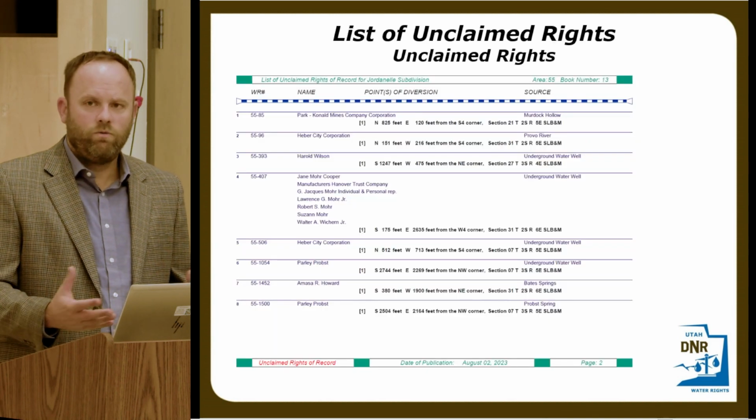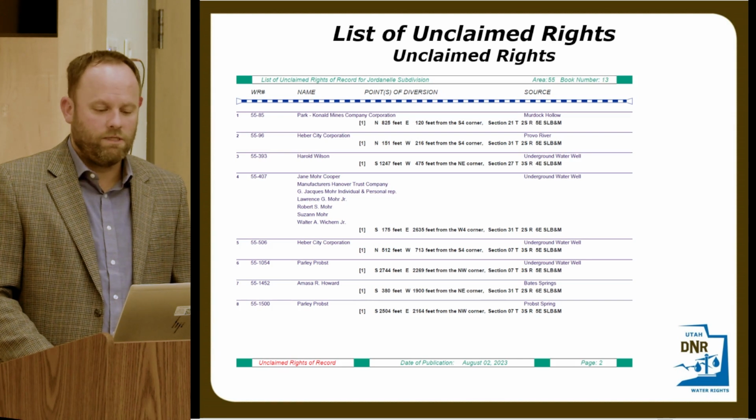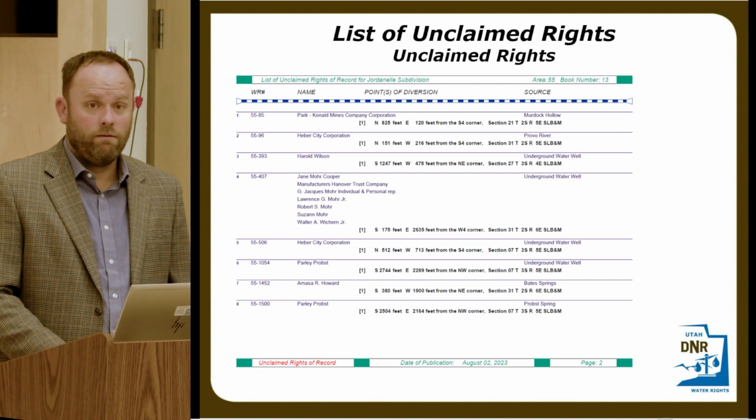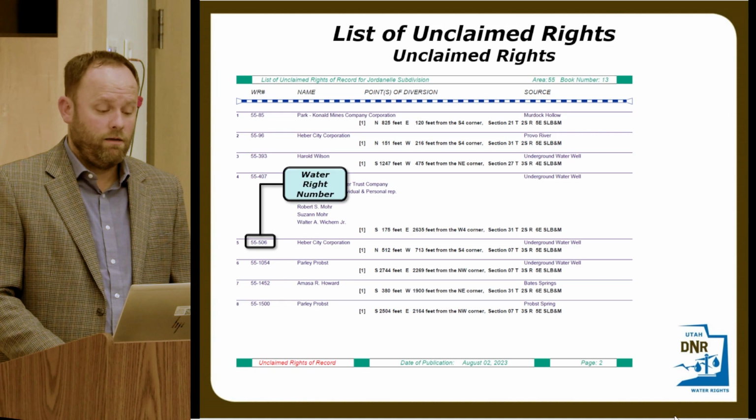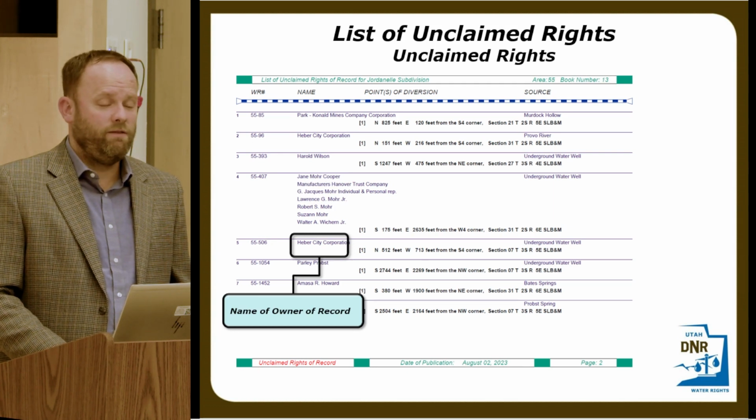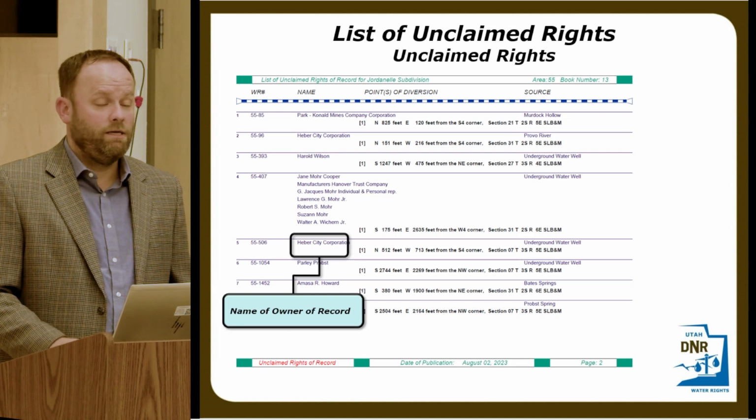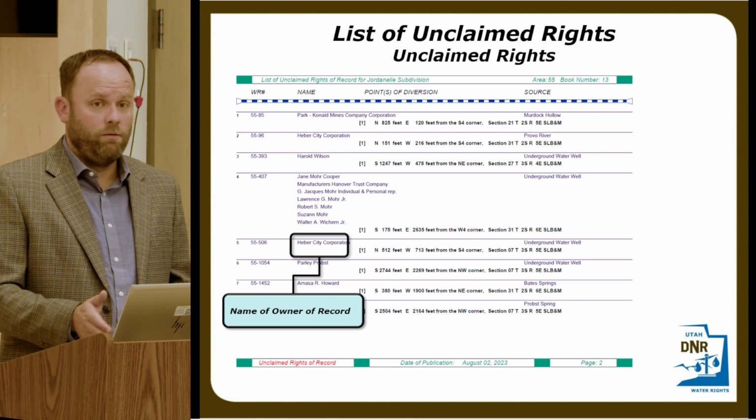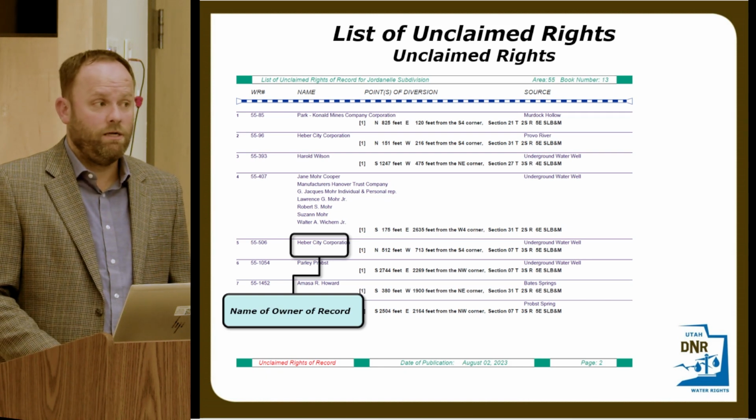All right, this is what a typical page in the list of unclaimed rights looks like. Very simple. And it's simply a listing of rights by the water right number. This is a number that's assigned by the state engineer. And then the owner of record. And this is very important. The state engineer's office doesn't always have the current owner of a water right. The office of record for ownership is not the state engineer's office, it's the county recorder's office. And so it's often the case that people have not updated ownership with our records. And so this could be a reason that this information doesn't match.